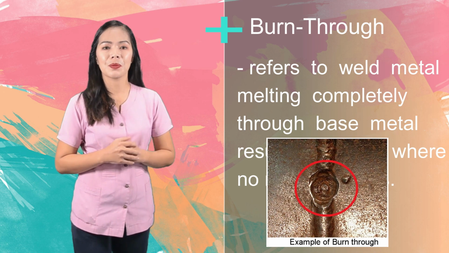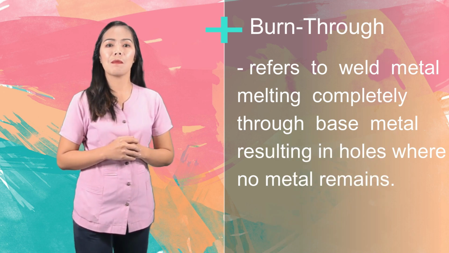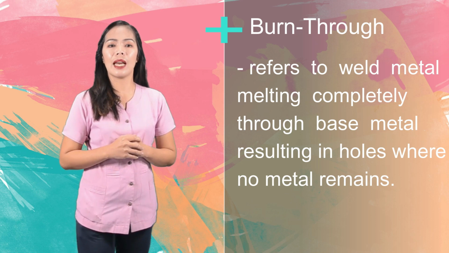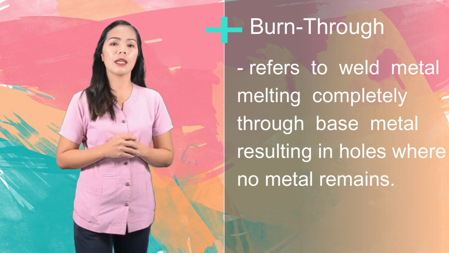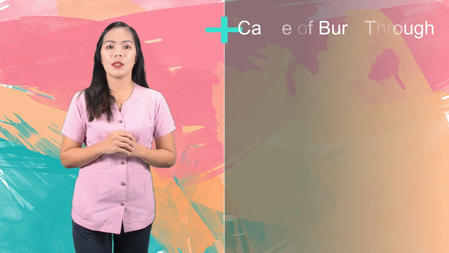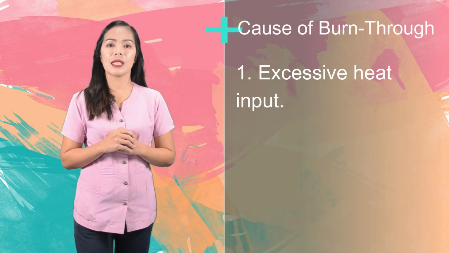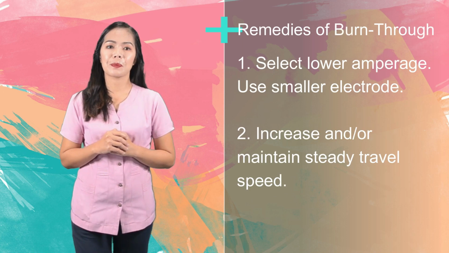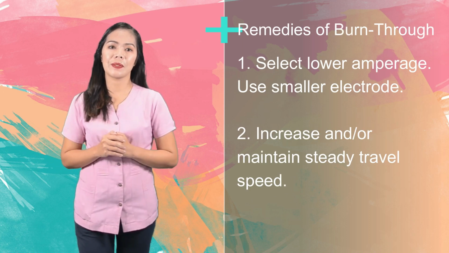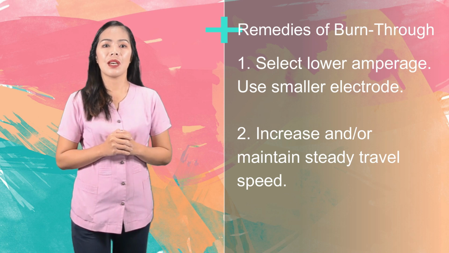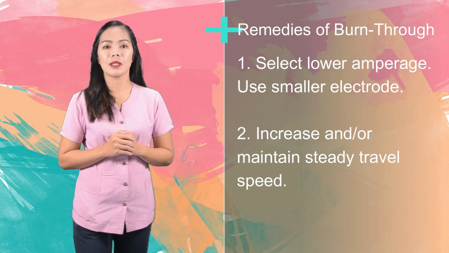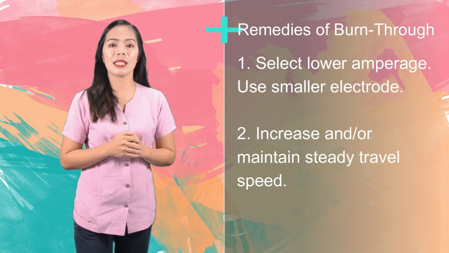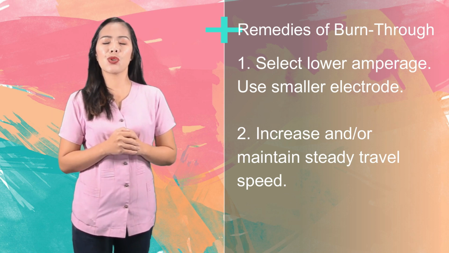7th defect. Burn through. Refers to the weld metal melting completely through the base metal, resulting in holes where no metal remains. Cause of burn through. Excessive heat input. Remedies of burn through. Number 1. Select lower amperage. Use smaller electrode. Number 2. Increase and/or maintain steady travel speed.